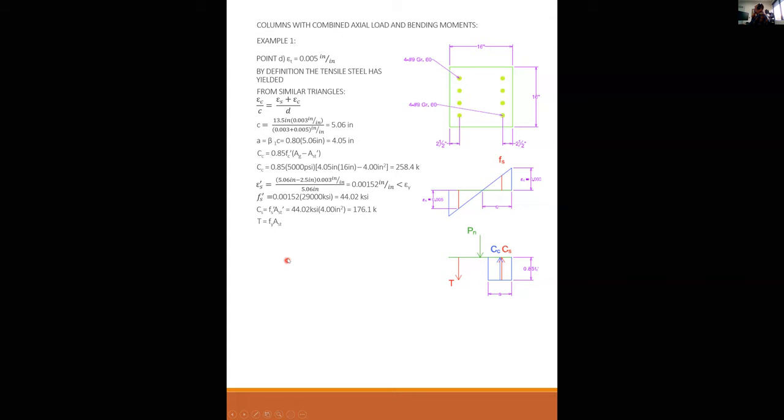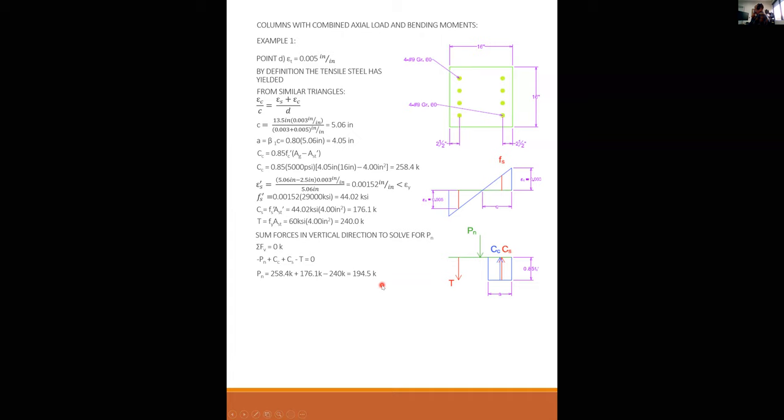My tension steel is well beyond the yield. So it's 60 ksi times the 4 square inches on the tension side, which gives me again 240 kips. So I sum all the forces in the vertical direction, solve for Pn, and I get 258.4 plus 176.1 minus 240 is 194.5 kips.